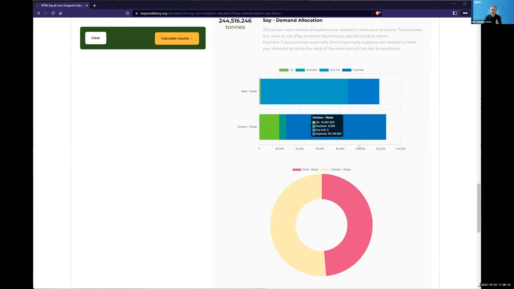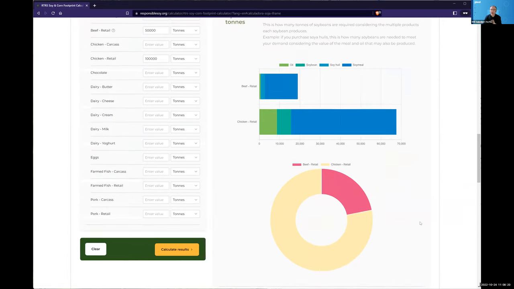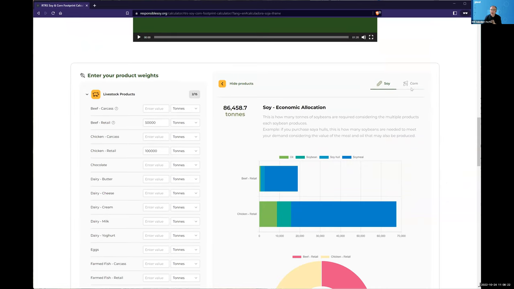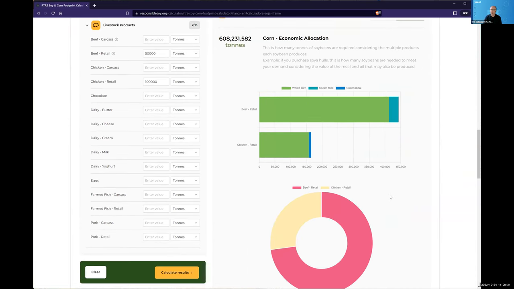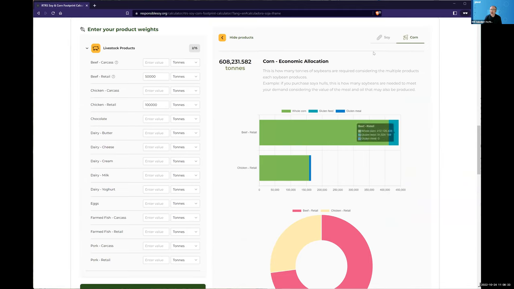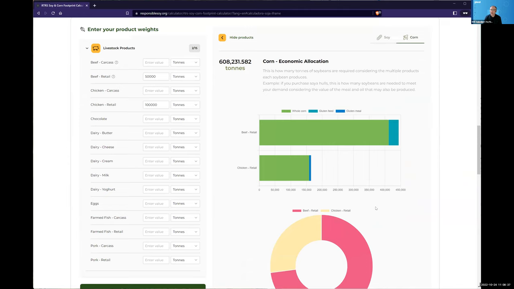And if you want to break it down even further down here, you can look at doing the detailed breakdown, and you can download everything as a PDF so that you've got a copy of this for the future. And then if we want to go back up to the top here, we can then select corn and see what the corn footprint is and how that's burdened down by the different types of co-products. And here you can see a bit of a difference where poultry was the big driver for our soy footprint. Here, you can see that beef is actually the big driver of our corn footprint.